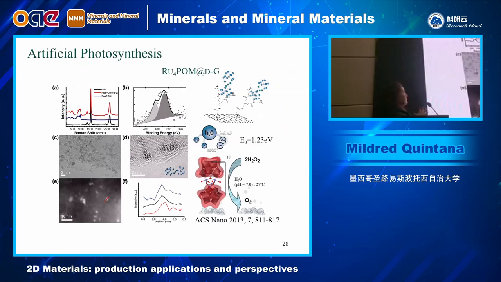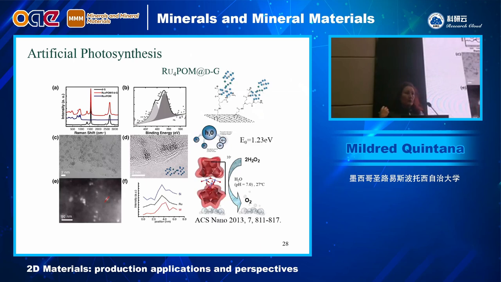Another example is that we can develop materials for artificial photosynthesis. In this case, we have this polyoxometalate that is a catalyst. It's a ruthenium polyoxometalate. And this ruthenium in the core of the catalyst donates 4 electrons to the water molecules by shining light, sunlight. And these electrons break the molecule of water to produce hydrogen and oxygen.